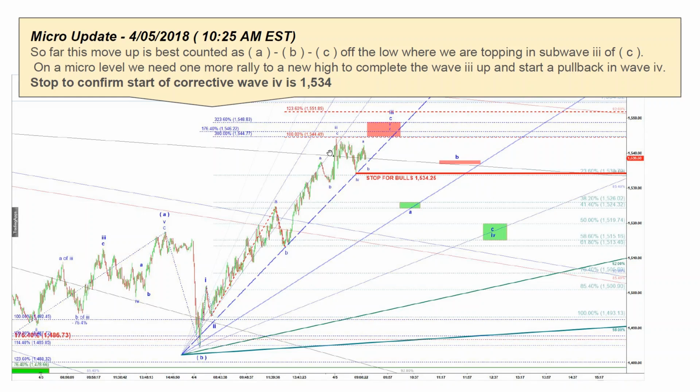The pattern is that we've got micro 3 up, 4 down, and from that I expected the final ABC up, and once we made A and we were ready just to bottom in B, I posted that on a micro level we need one more rally to a new high to complete the wave 3 up and start a pullback in wave 4, and I even suggested a potential path for the downside correction.